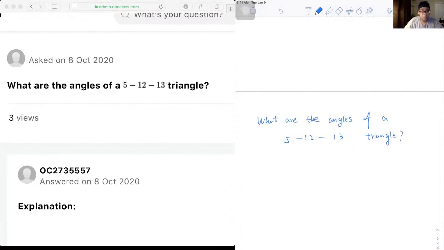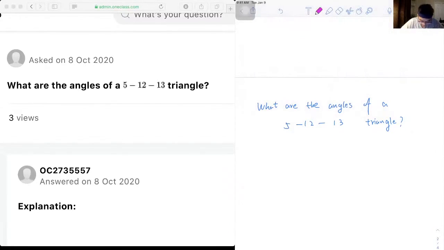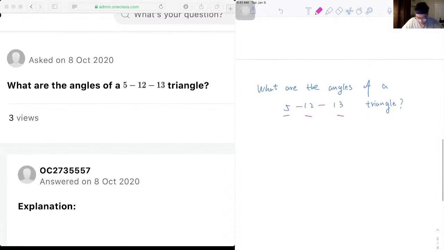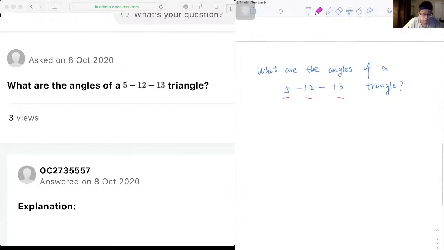Okay, so first we need to know that the 5, 12, 13 is just the lengths of the triangle's sides, where 13 will be the hypotenuse, 12 is the long leg, and 5 is the short leg. Given the three sides of the triangle, we can solve the angles using the cosine law.